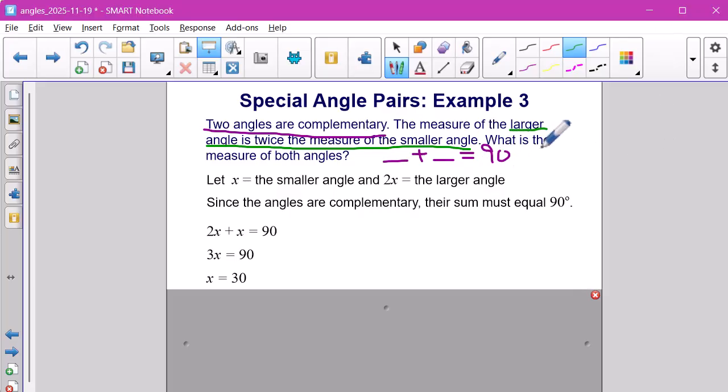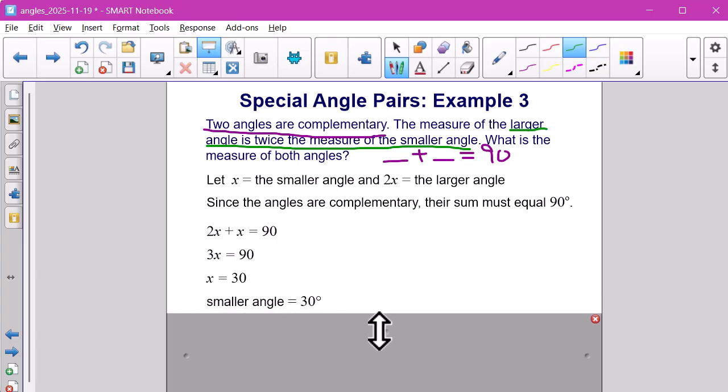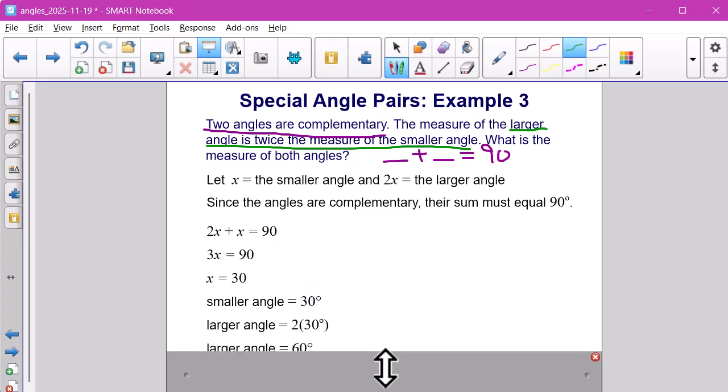Now that's not fully what the question's asking. It's asking us for the measure of both angles. Well, that x equals 30 does match the measurement of the smaller angle, so that's going to be 30 degrees. But then the larger angle is double or twice or 2 times 30, which is 60 degrees.